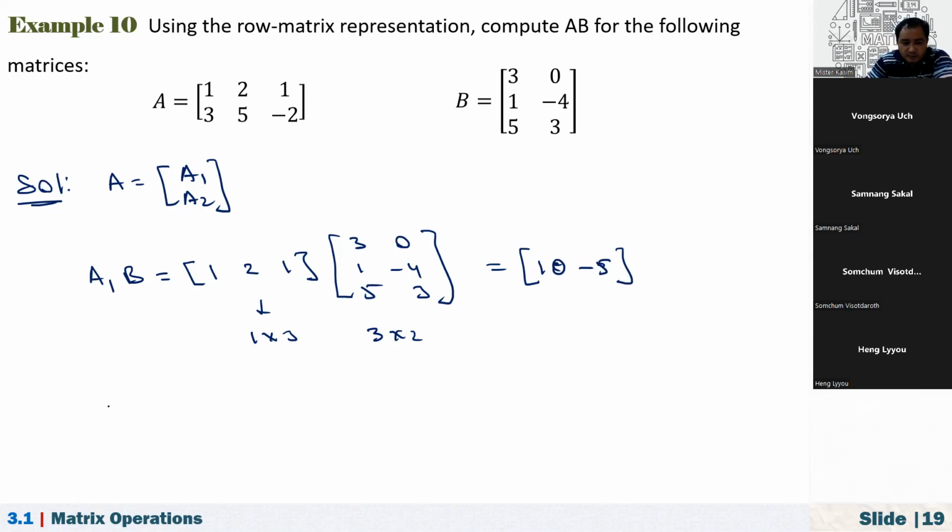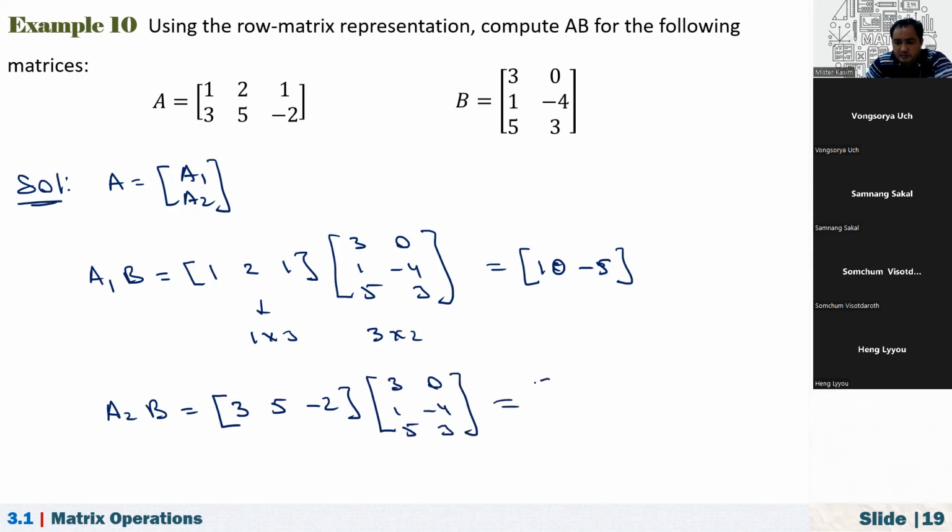And how about A2 times B? A2 is the second row of matrix A, that is 3, 5, and negative 2, right? And here we have matrix B, 3, 0, 1, negative 4, and 5, 3. So this thing is equal to, again, a 1 by 2 matrix. 3 times 3, 9. 5 times 1, 5. It is 14. 14 and minus 10, that is 4. The second column: 3 times 0, 0. 5 times negative 4, negative 20. Negative 6, it is negative 26.